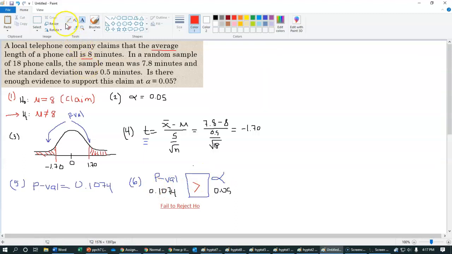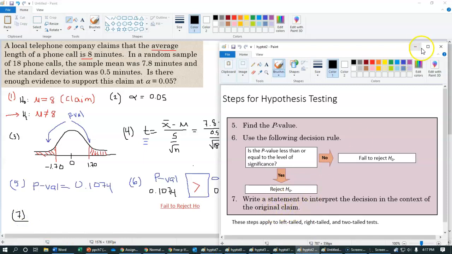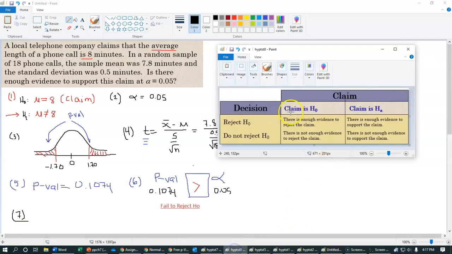Now we're going to go to the last step, step number 7. That's when we make the interpretation. Let me show you the step. How do you make the interpretation? That's when you use this chart. You need 2 things to make the interpretation. First, what was the decision? Fail to reject H0. So I'm in the second row. And where is the original claim? The original claim is in H0. So I'm in the second row, first column. Wherever the second row and first column intersect, that's my interpretation.